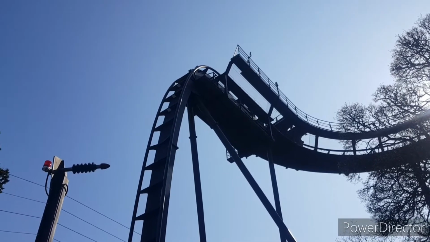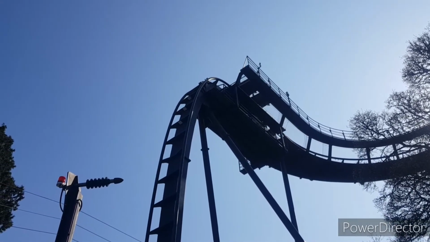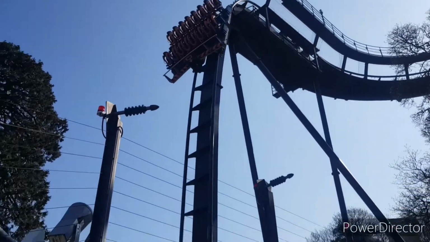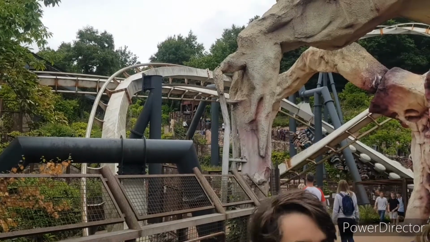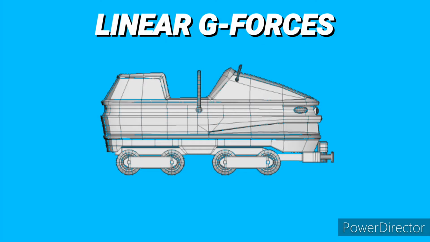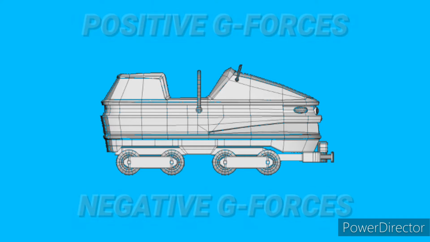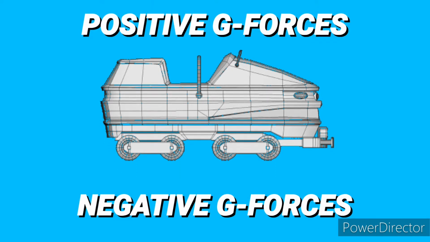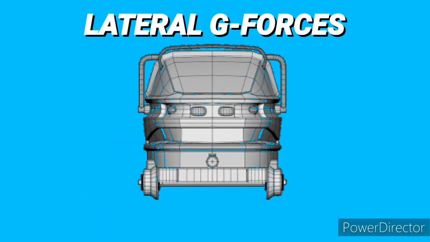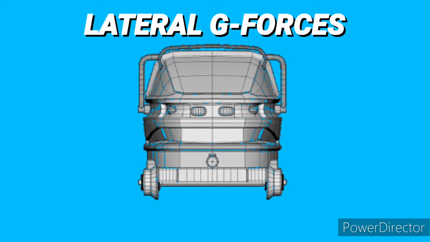Therefore, if you're on a roller coaster where riders experience a maximum of 5 Gs, then you'll experience 5 times your own weight, as the riders experience an acceleration 5 times larger than the one pulling them to the center of the Earth. On most roller coasters, there are 3 types of G-forces that can be experienced throughout the coaster's layout. There's linear G-forces, which occur when the ride vehicle is travelling forwards or backwards, positive and negative G-forces, which occur when the train is travelling up or down respectively, and finally, there's lateral G-forces, which occur when the ride vehicle is travelling side to side in the left and right directions.